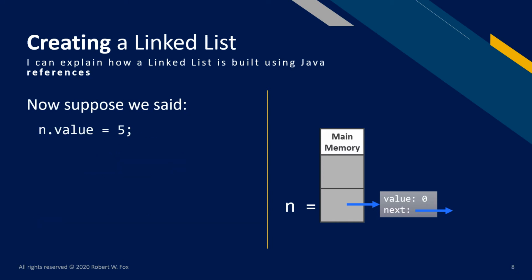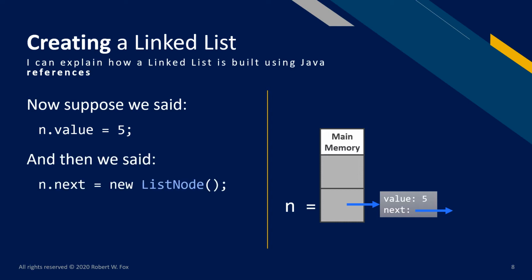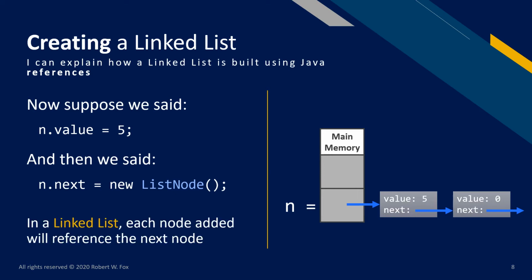Now let's suppose I said n, our list node, dot value equals 5. Notice the value on the right changes to 5. We know how to access the variables in an object. So let's further suppose I wanted to change n.next. Now remember, n.next is a reference to another list node. And so in this case, I say n.next equals new ListNode. Well, new ListNode is going to build a brand new object, and it's going to put it in the chain. So the value got changed to 5, next got changed to a new list node. And the idea here is that in a linked list, each node added will reference the next one.